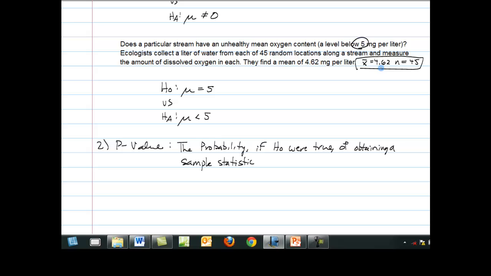so for our example 4.62 up here, as extreme as the one obtained, or more extreme in the direction of HA. And you're going to want to know this definition. It's going to help you understand what a p-value is. So again, this will be important to know.